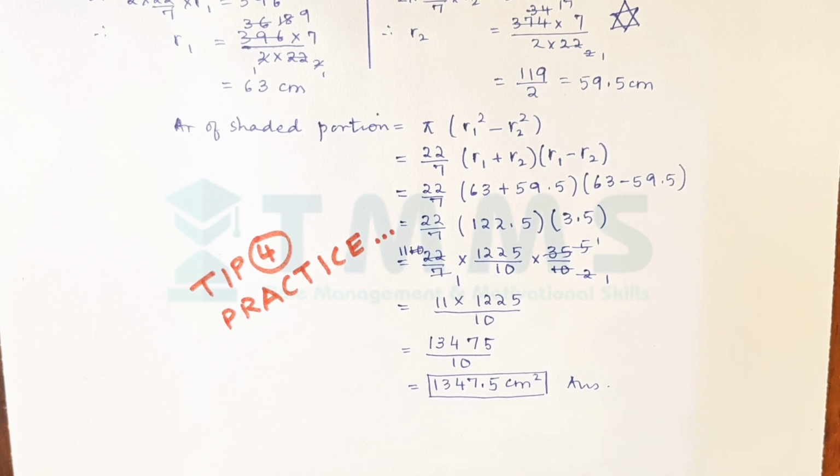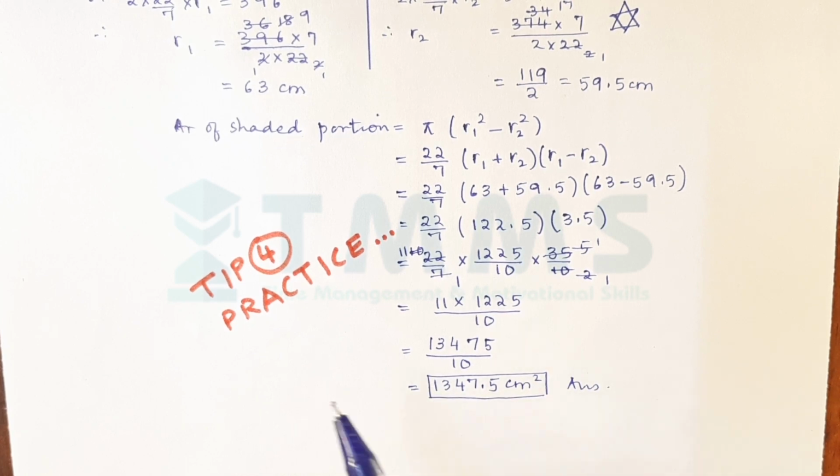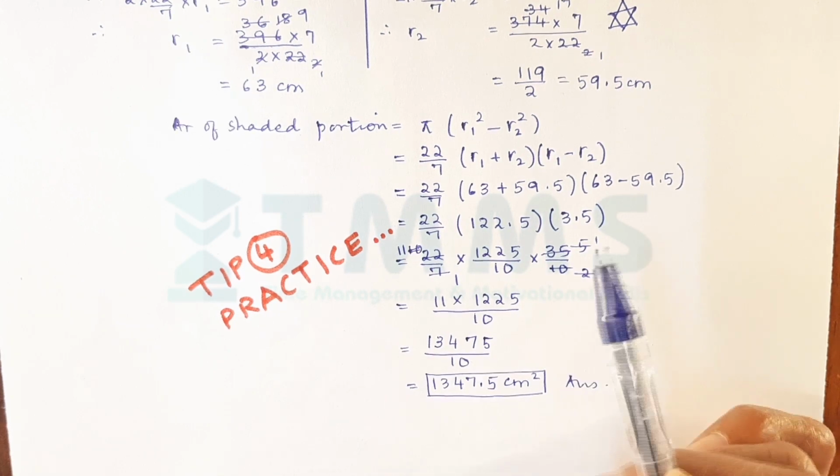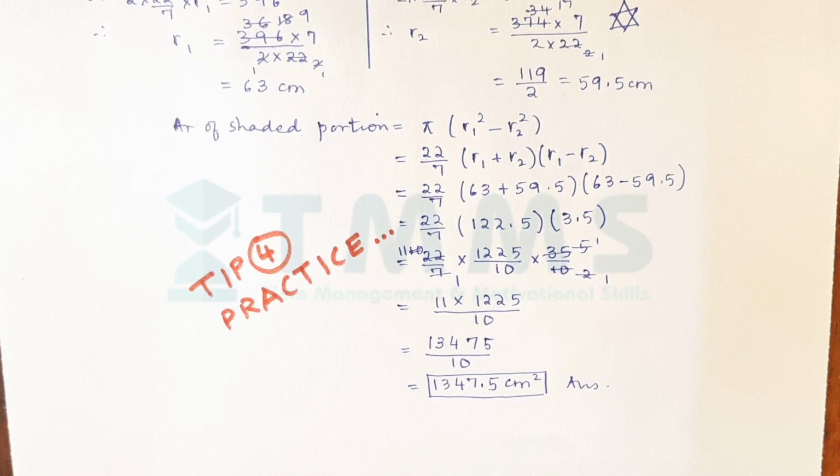Now tip number 4 and the last tip is practice. Nothing can be achieved if we do not practice it. So practice is so very important. I have put some links in the description box for some of the textbooks that you can refer to.